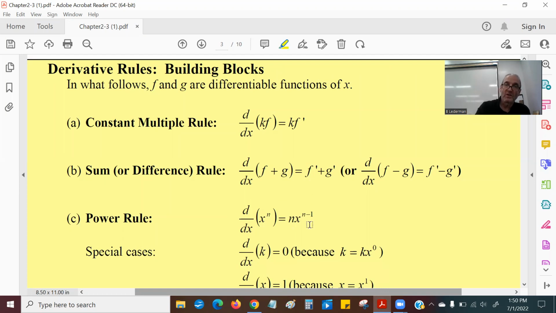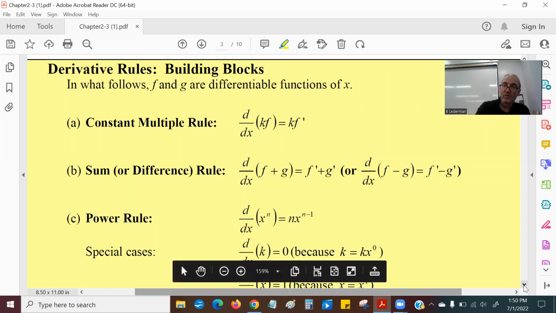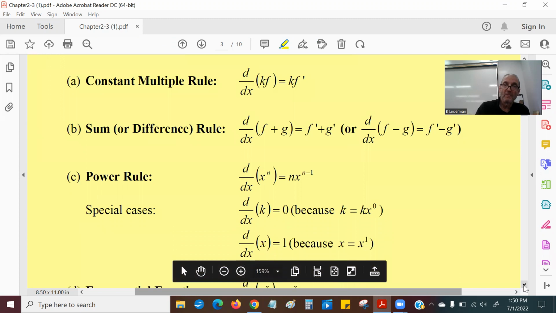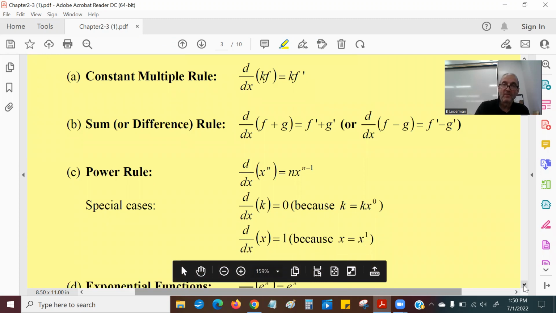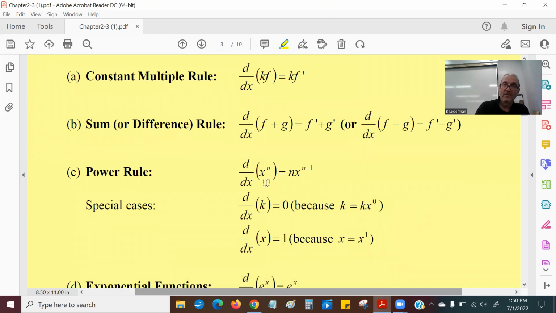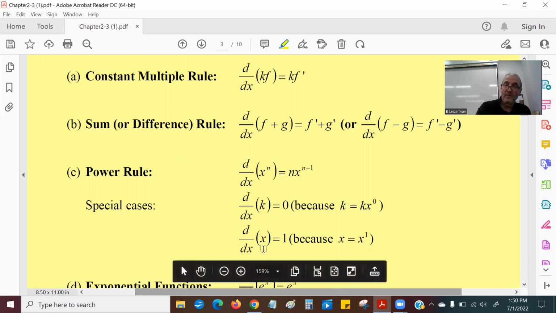Now, the power rule, of course, is just restating what we said already, but here now it looks more fancy. The derivative of x to the nth power is n times x to the n minus 1. The derivative of a constant is just 0, because it's just k times x to the 0. And the derivative of x is 1, because x is just x to the first power. This is all what I had shown you just a few minutes ago.